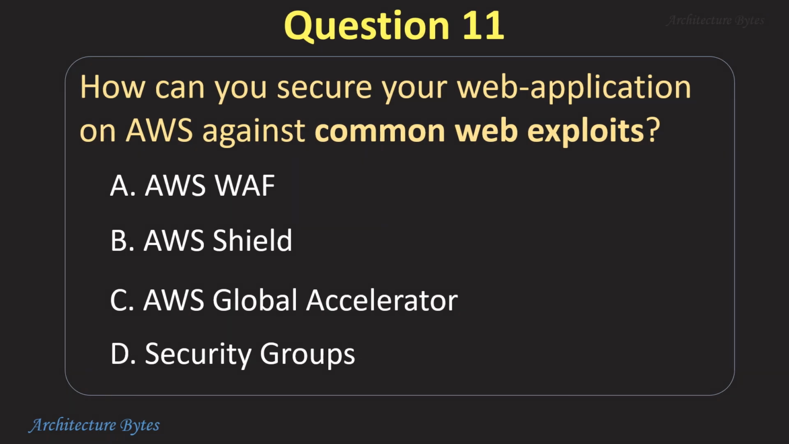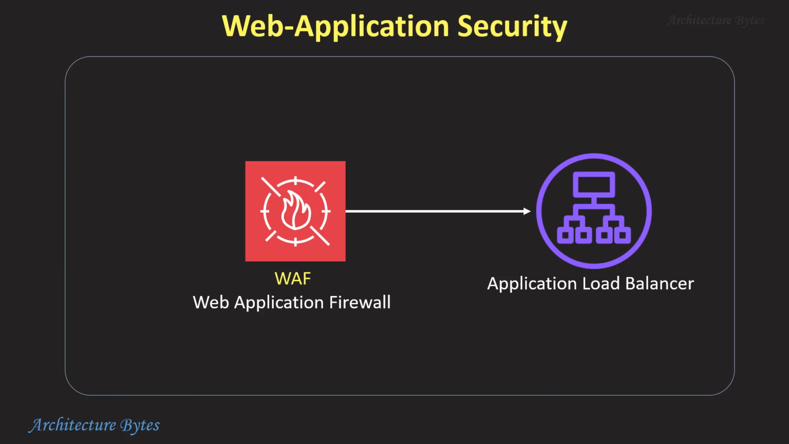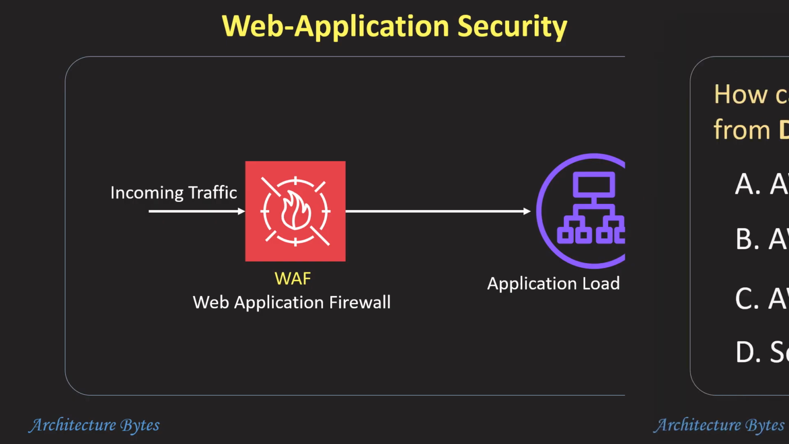How can you secure your web application on AWS against common web exploits? Using AWS WAF or Web Application Firewall, you can create a security layer for your web applications, protecting them from malicious attacks like SQL injection and cross-site scripting. WAF lets you define rules to block suspicious traffic, allow legitimate requests, and monitor web traffic for security threats.